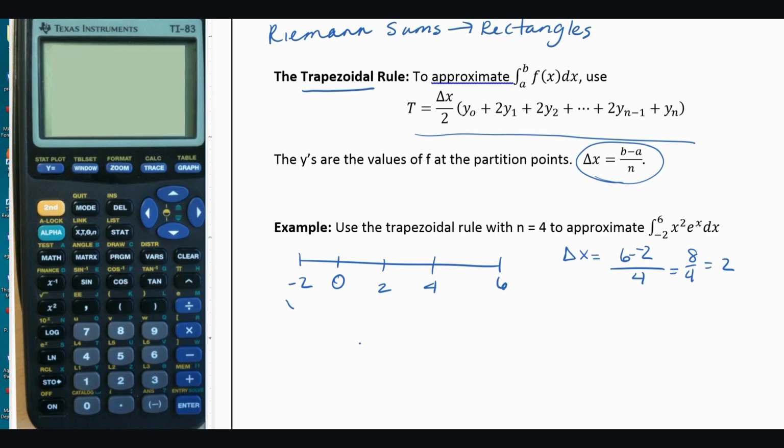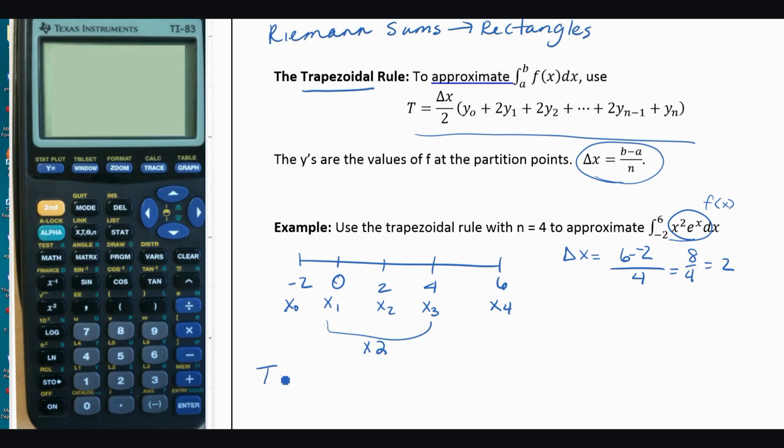So think of these as x0, x1, x2, x3, x4. And so we're going to plug each of those into our f of x here. And we'll multiply the y values for the middle ones by 2. So just multiply by 2. But the rest of them, the first one and the last one, we just plug it in.